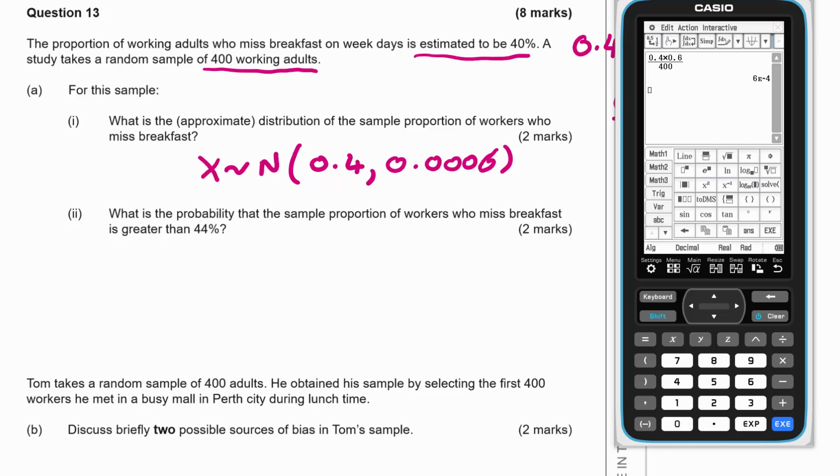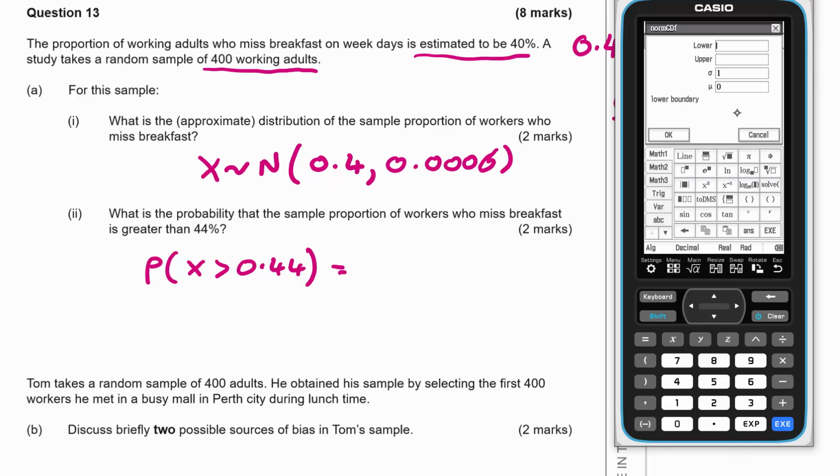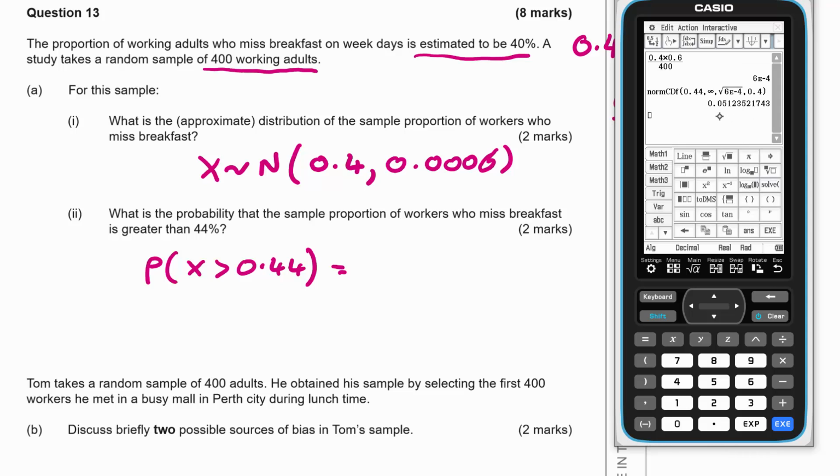So what is the probability that the sample proportion of workers who miss breakfast is greater than 44%? So we're doing the probability that x is greater than 0.44. So that is going to be a normal CDF with a lower of 0.44, an upper of infinity. Sigma is going to be the square root of 0.0006, and the mean is 0.4, and that gives me 0.0512.